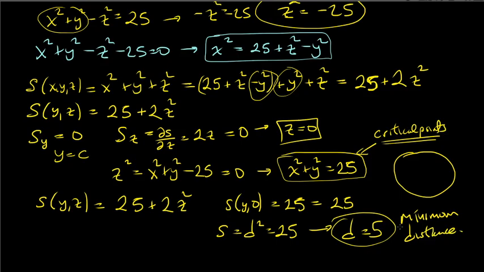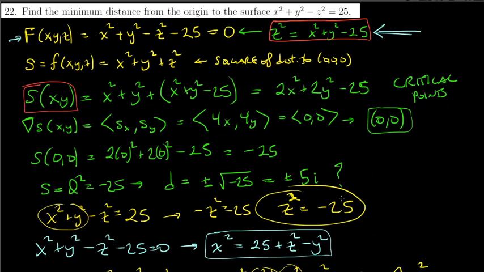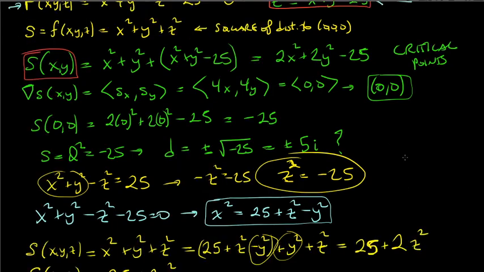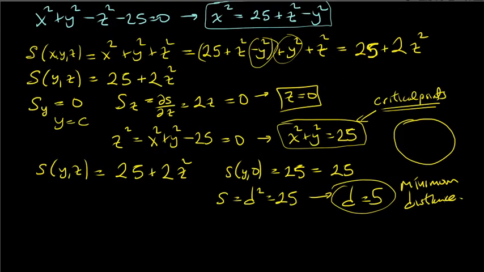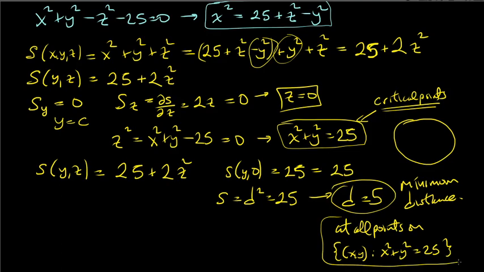How do I know it's not a maximum? Well, you can use the second derivative test, or let's just think about this in terms of what the surface is here, right? So yeah, the minimum distance is 5, and it occurs at all points on the circle, all points x, y, such that x squared plus y squared equals 25. Right. Okay.